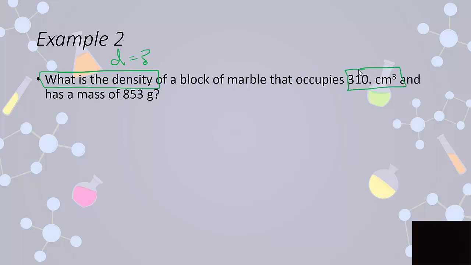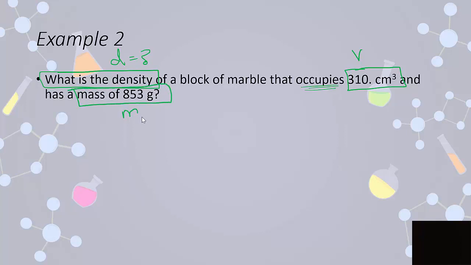This doesn't really say what this number 310 is. So it's 310 centimeters cubed. Okay, what does that unit mean? And then it also says that it occupies. Well, occupies is a space thing. So I think that this must be the volume. Okay, and finally, it has a mass of 853 grams. Love it.